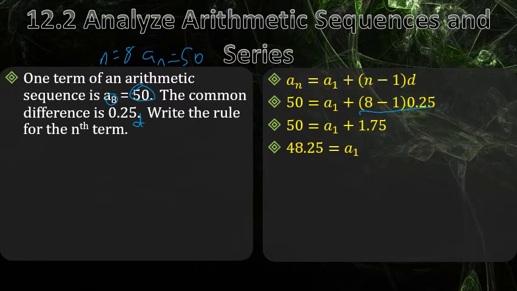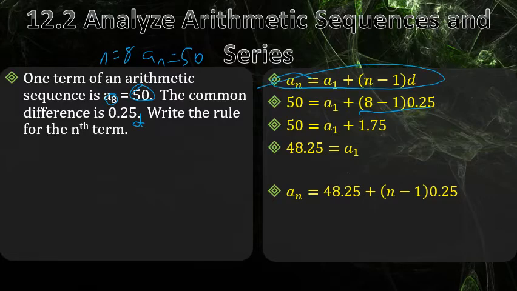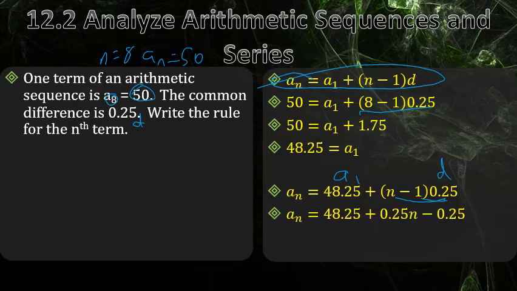Now I know my a1 and I know my d. So now I can take my rule for the nth term again, and this time fill in the a1 and the d. Distribute. And then combine the 48.25 with the negative 0.25, and you get 48. So 48 plus 0.25n. Or maybe you put 0.25n plus 48.